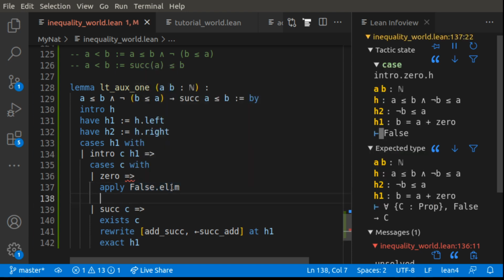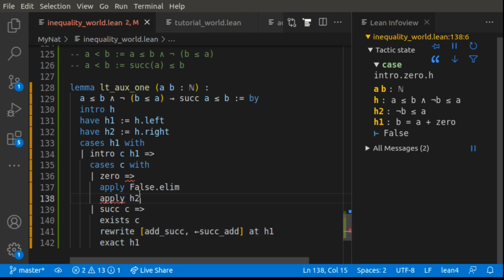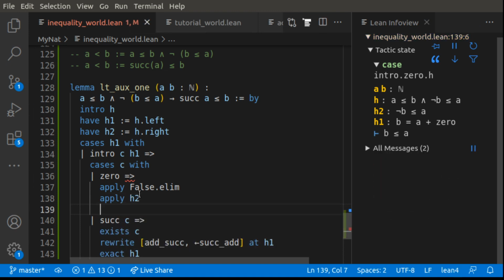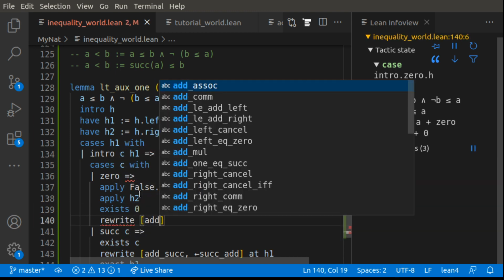So here we want to prove our hypothesis false, and now we can just apply H2 to have b less than or equal to a is what we want to prove. And if we can prove b less than or equal to a, then we reach a contradiction. And how to do this? Well, we just say exists 0, rewrite add 0.